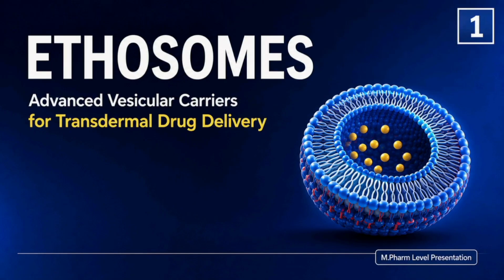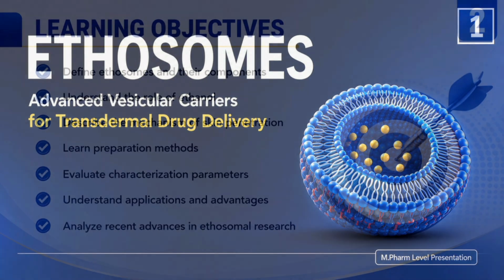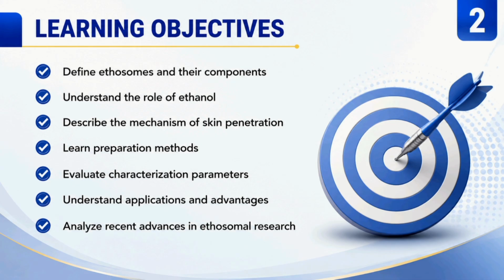Today, we are going to discuss an important vesicular carrier system in the field of novel drug delivery systems, that is, ethosomes. Ethosomes are specialized liquid vesicles, particularly designed to improve the transdermal and topical delivery of drugs. The major distinguishing feature of ethosomes is their relatively high concentration of ethanol. Ethanol mainly imparts flexibility to the vesicle membrane and also modifies the lipid organization of the stratum corneum.